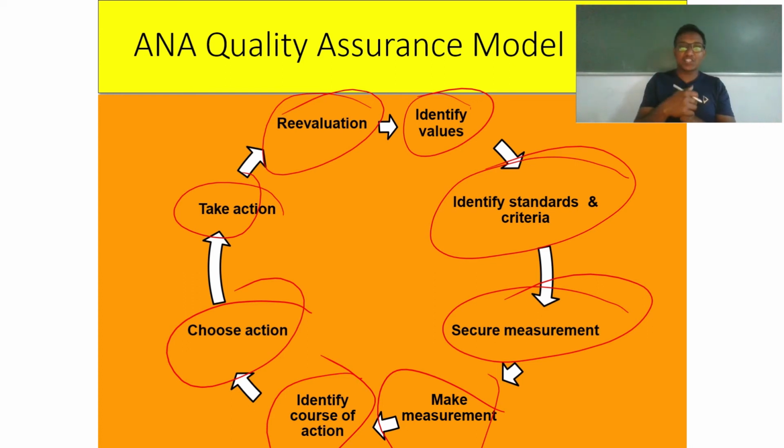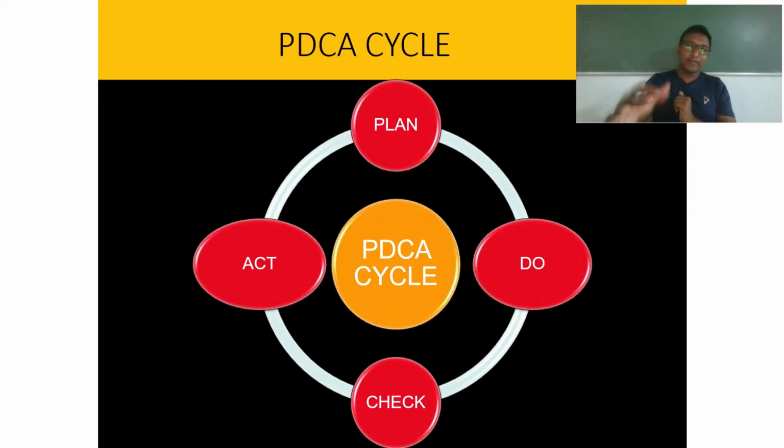We will take action and we will evaluate. If the problem has subsided, we will go to the next step. If not, we will re-evaluate what the problem is, check again, and identify the values again. The process is repeated. So this is the ANA quality assurance model.